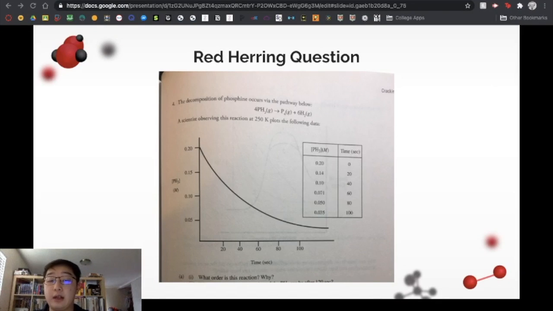However, if you are only given the part at the top without the table and without any sort of other graph or other information, in that case, you would actually assume that it's a quadmolecular reaction. In that case, you would assume that the reaction rate is k times the concentration of phosphine to the power of 4.